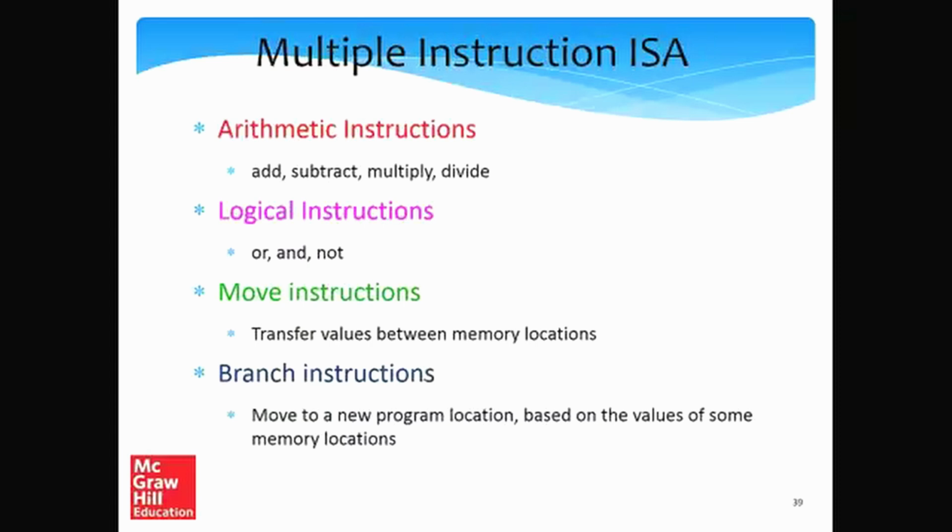Now, this exercise was partly theoretical. In modern ISAs, you'll have multiple instructions. You'll have separate instructions for add, subtract, multiply, divide. You'll have logical instructions for and, or, and not. You'll have move instructions to transfer values between memory locations. And you'll have branch instructions to move to new program locations, like implementing a goto, as we did in the last slide, based on the values of memory locations. We'll have all kinds of branch instructions to implement if statements, for loops, while loops, and so on.